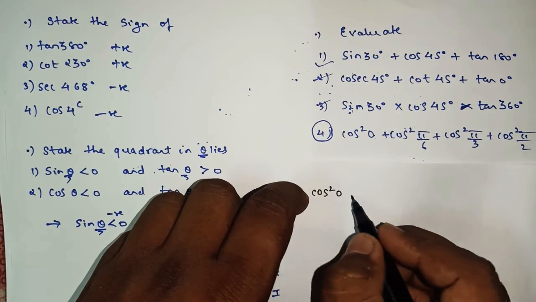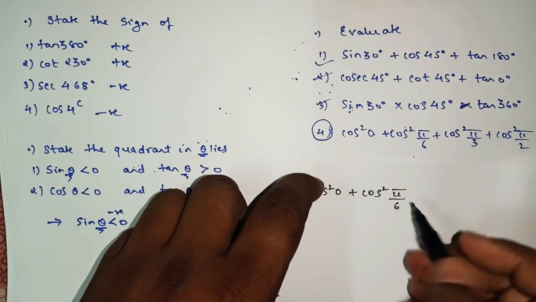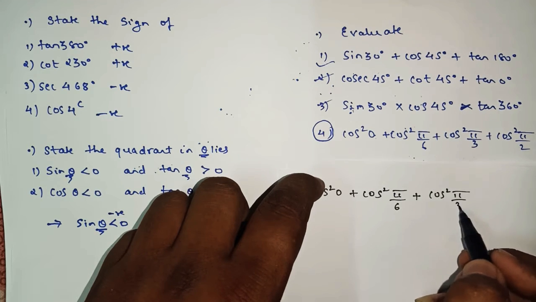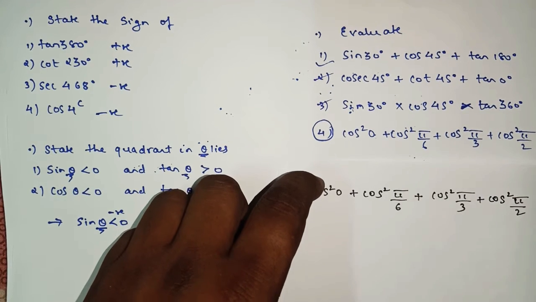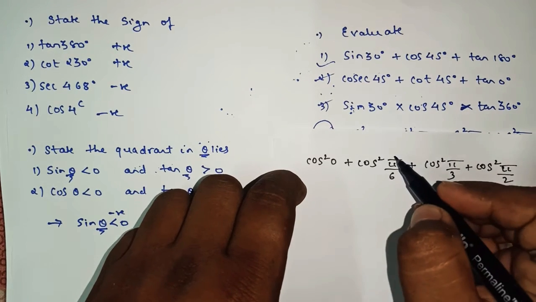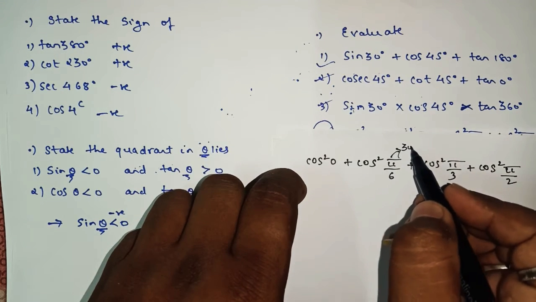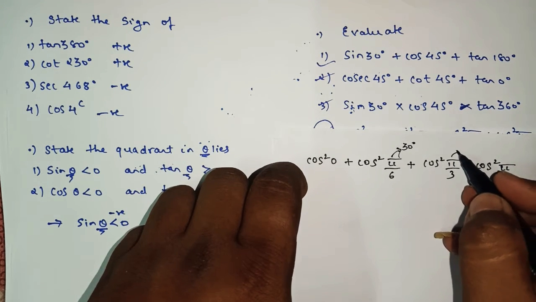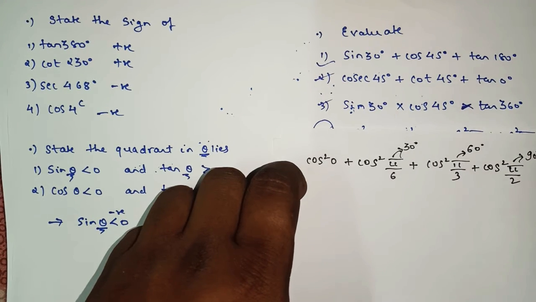Cos square 0 plus cos square pi by 6, as pi by 6 is in radian, plus cos square pi by 3 plus cos square pi by 2. First we have to understand what we mean by pi by 6, pi by 3 and pi by 2. Pi by 6 means 30 degree, yes or no? Pi by 3 means 60 degree, and pi by 2 means 90 degree, yes or no?